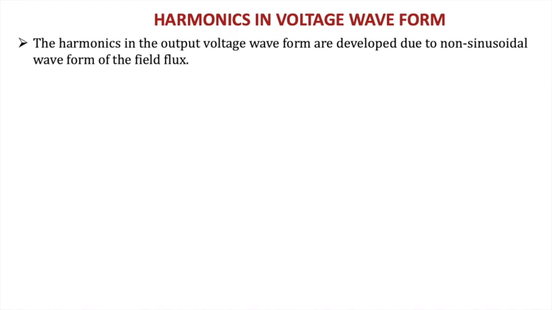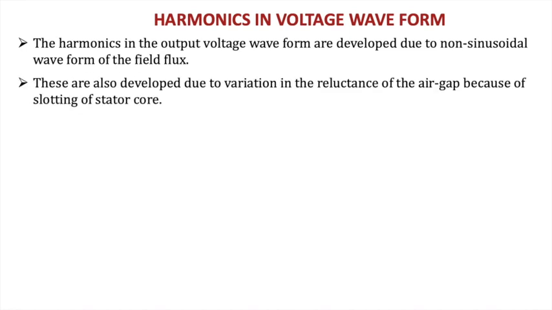The harmonics in the output voltage waveform are developed due to the non-sinusoidal waveform of the field flux. These are developed due to the variation in the reluctance of the air gap because of the slotting of the stator core. Now how can we suppress the harmonics?